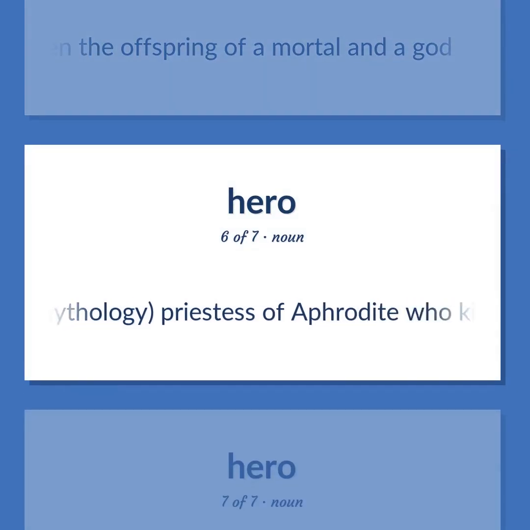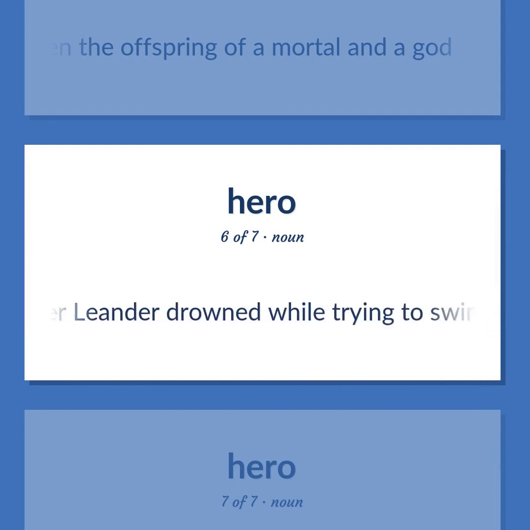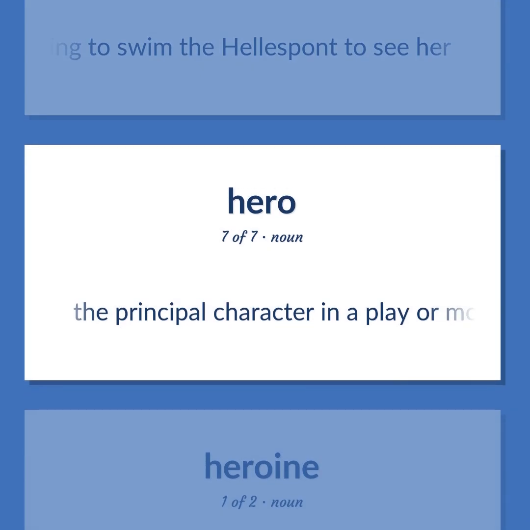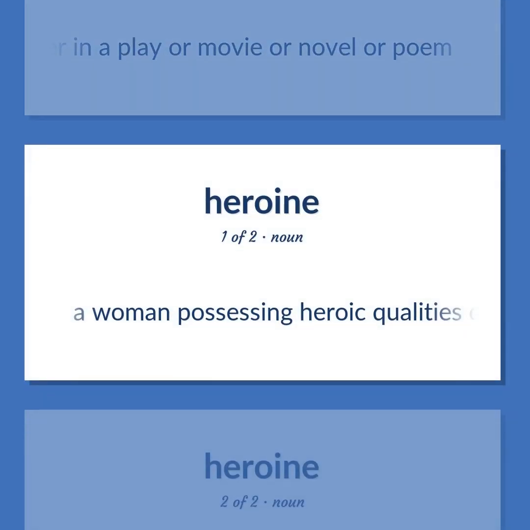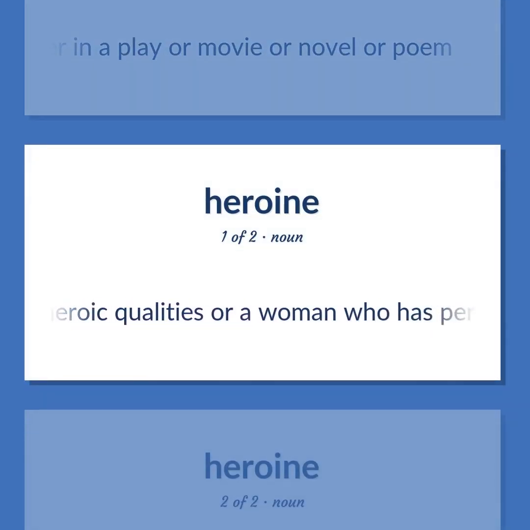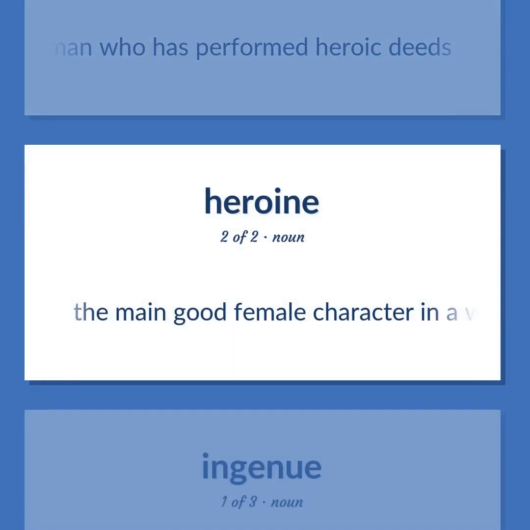Greek mythology. Priestess of Aphrodite who killed herself when her lover Leander drowned while trying to swim the Hellespont to see her. The principal character in a play or movie or novel or poem. A woman possessing heroic qualities or a woman who has performed heroic deeds. The main good female character in a work of fiction.